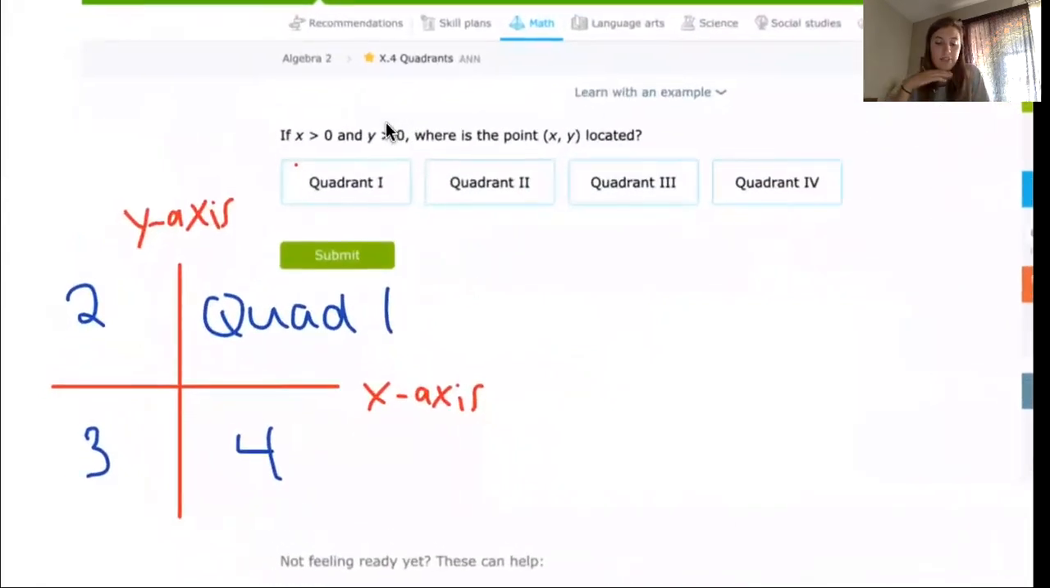But the question asks, if x is positive, greater than 0, and y is greater than 0, also positive, where is your point located? So if both numbers are positive, that means that you are going to be in quadrant 1. That means you're going to be up here if x is positive and y is positive. So that means that your answer is quadrant 1.